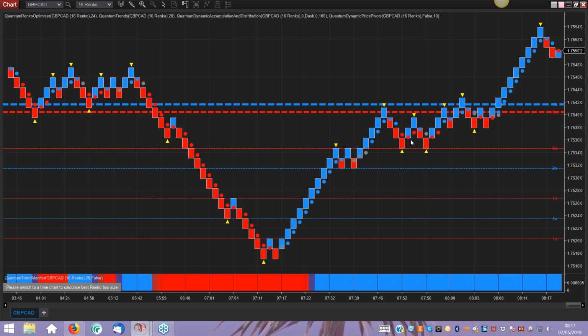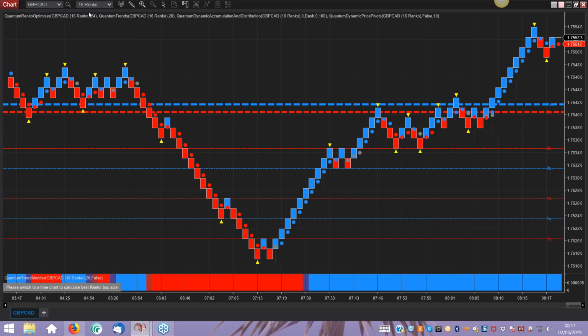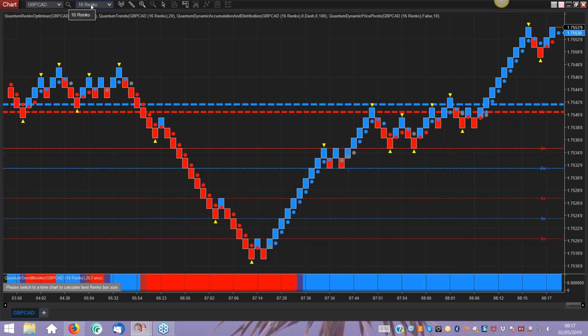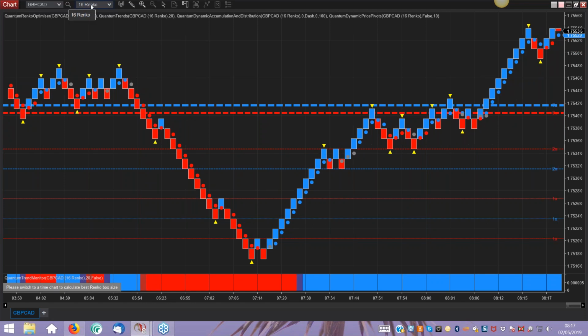So it's not a case of one size fits all, where you just simply select a brick size and off you go. What this does is constantly calculate and recalculate. I've got it currently on 1.6 because that's the optimal setting it's telling me. If I set this back and select the 1 minute again, it'll probably change it. I'm not going to do it right now because this is moving along quite nicely.